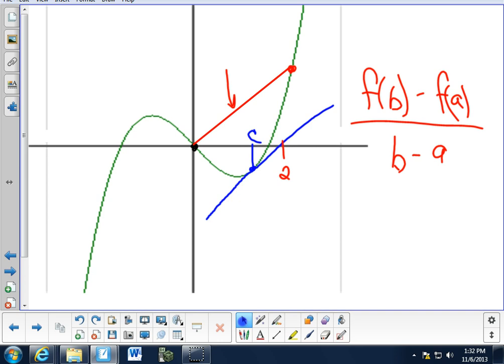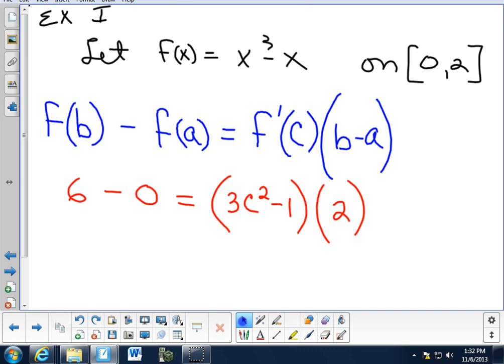You could kind of estimate it if you had to. But let me find that value. So I'm going to plug it into this equation, which is the mean value theorem equation, just kind of rearranged, right? So we know what f of b is by plugging. This is b, right? We're going to plug 2 into this equation. You get 8 minus 2 is 6. That's where the 6 comes from. f of a, plug 0 into this equation. You get 0.